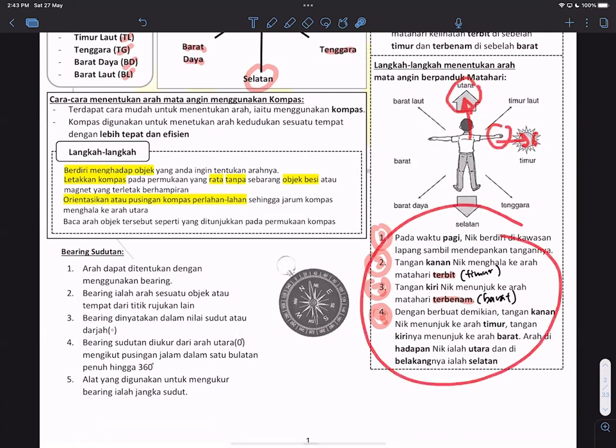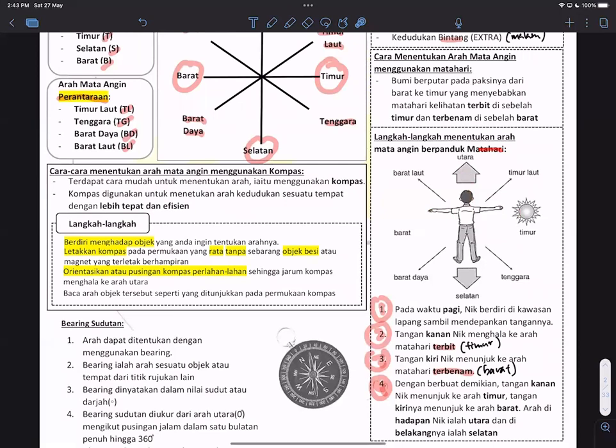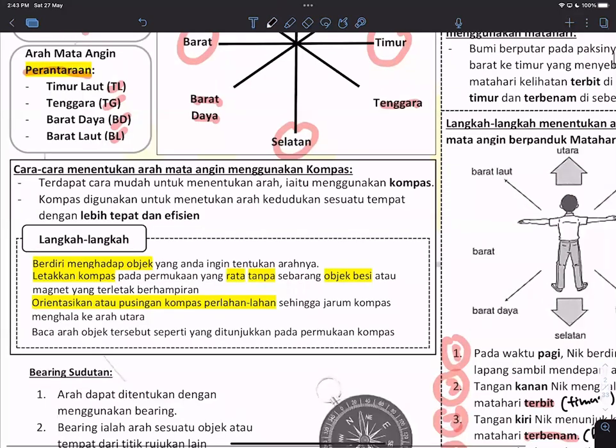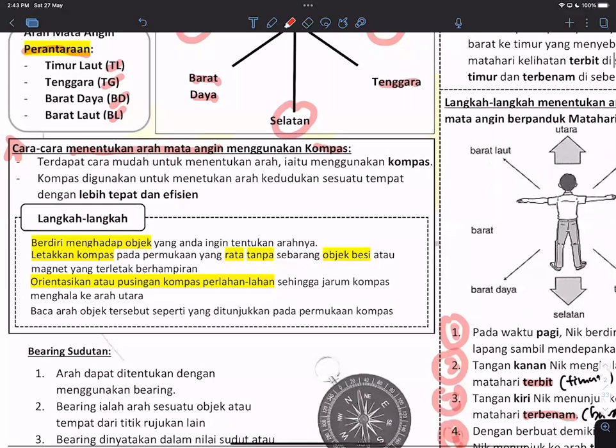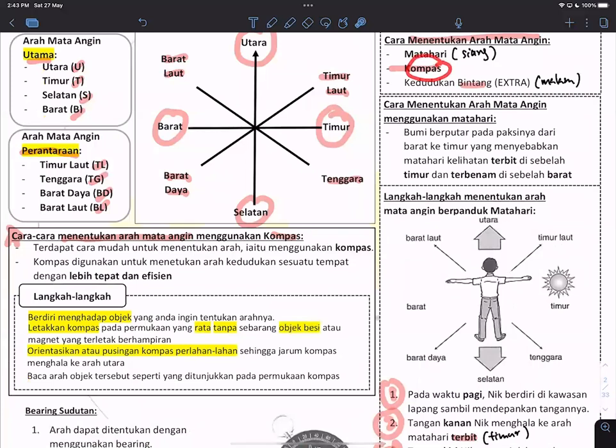Yeah, so this is a common step. So usually the matahari method for menentukan arah mata angin does not really come out in exams often. So usually put a star here. In exams, they focus more on using the compass untuk menentukan arah mata angin. Yeah, why? Because no matter whether it is day or night time, we can still use the compass. Okay, easy, right?